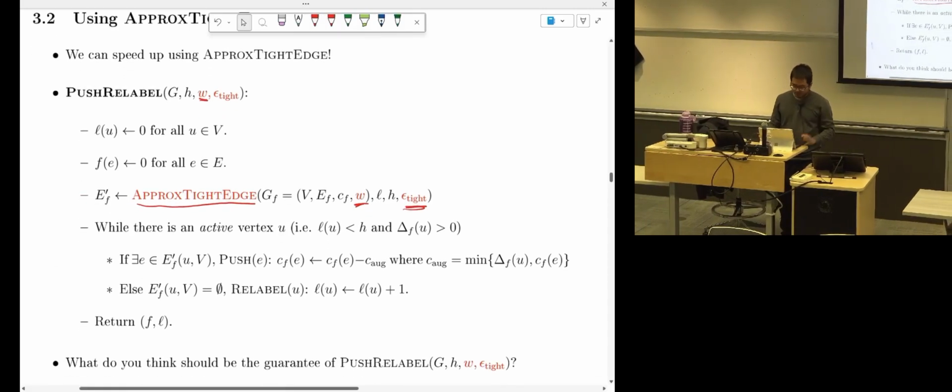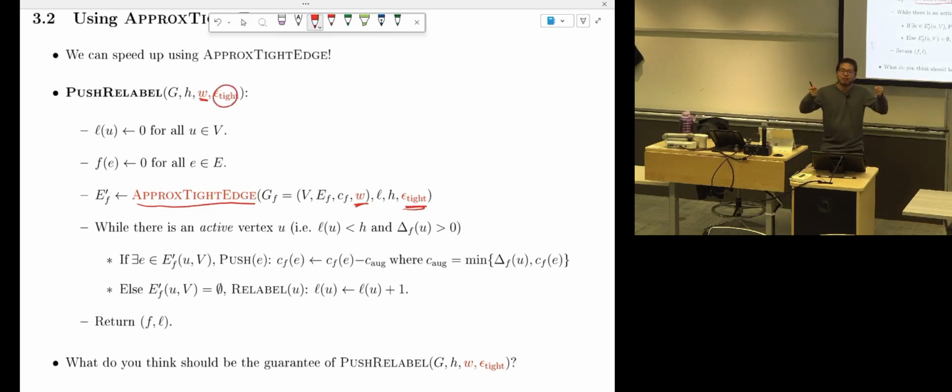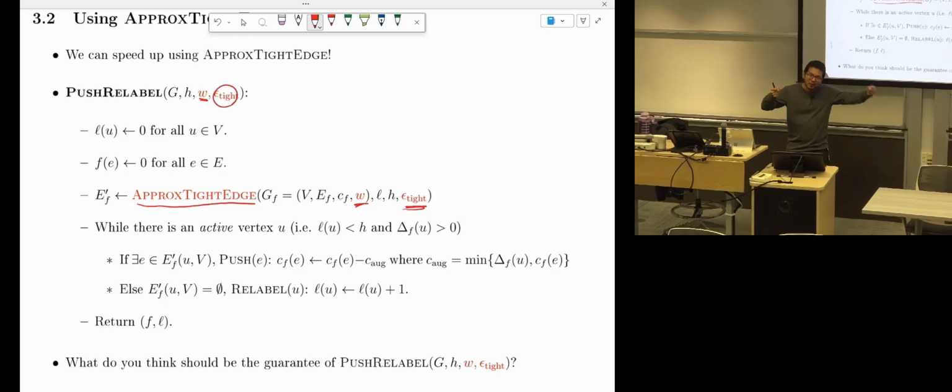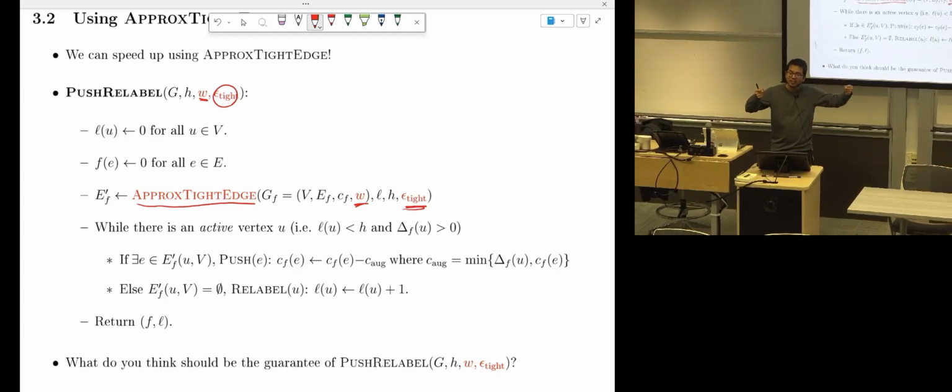Now here you need to tell me what you think the guarantee of this is. We used to just say that without this, the distance from excess to sink is at least h with respect to W. Now that we use approximately tight edges, what changed?